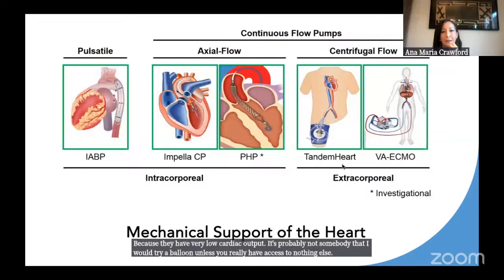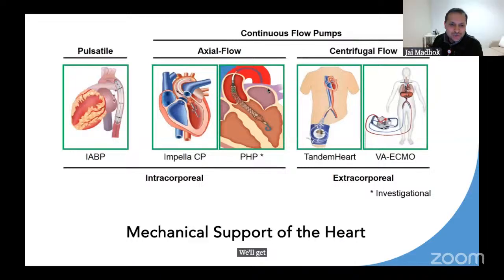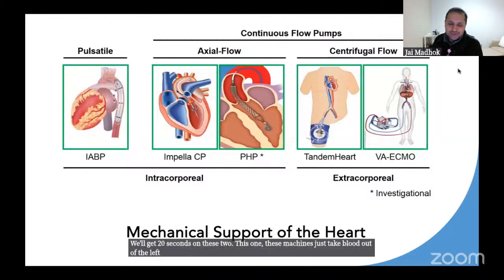Great. Okay. Thank you. And just to note, we only have 1 or 2 minutes left, so we'll do 20 seconds on these two. These machines just take blood out of the left ventricle and put it in the aorta. So they basically bypass the left ventricle directly, but don't help with oxygenation or ventilation.